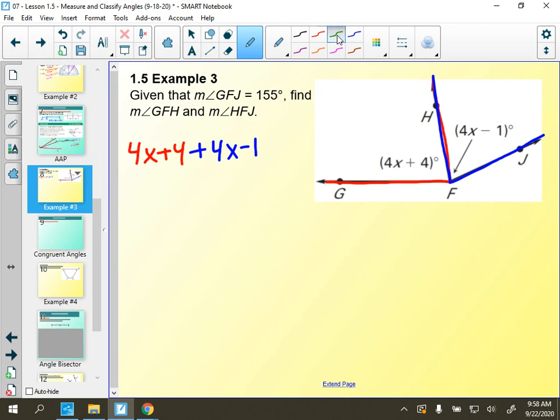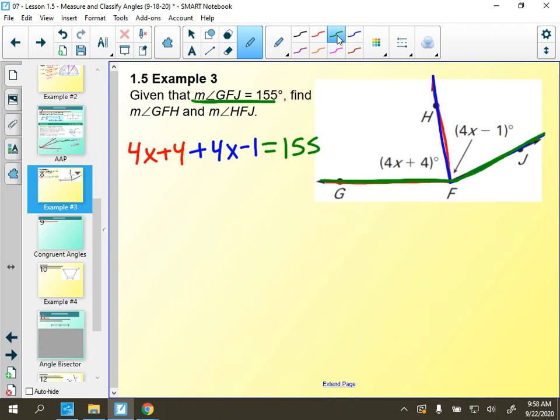Last thing, so what's going on? If we add those two together, we should be equal to the measure of the big angle, which we're told, and here's the kicker to the problem, find the measure of GFJ, it tells us that the measure of GFJ is 155 degrees. So that's where we're going with our algebra for this particular one.